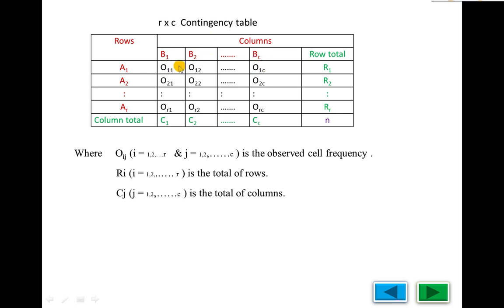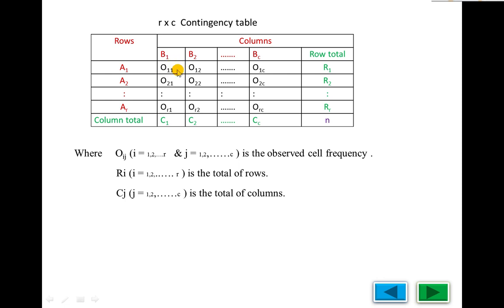And this is the intersection area, the common area. Intersection means common area. So the common area of the first row and first column is represented by O11. This notation represents the first row, first column, the observed frequency, or simply frequency. You can also use F0 for observed frequency. But in the formula we use two types of frequencies, observed and expected, so we use the notation O instead of F. So this intersection of the A category and the B category is called a cell.